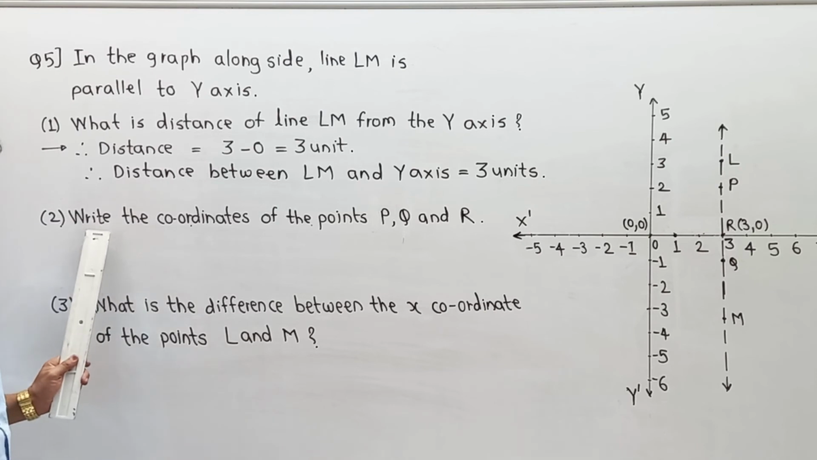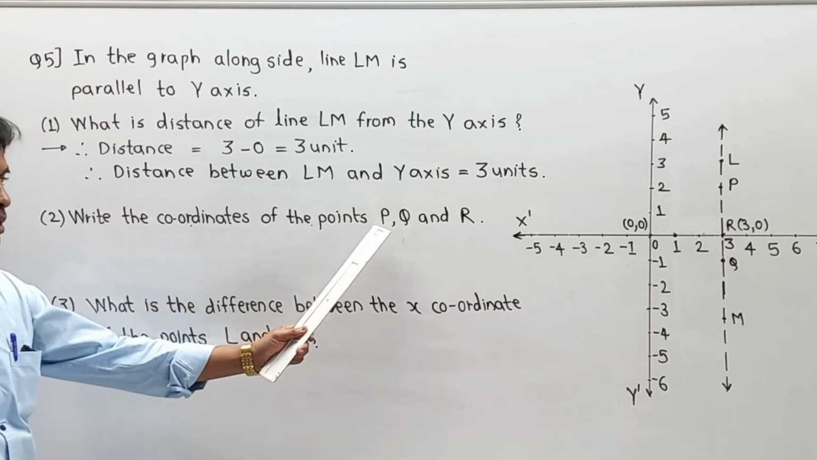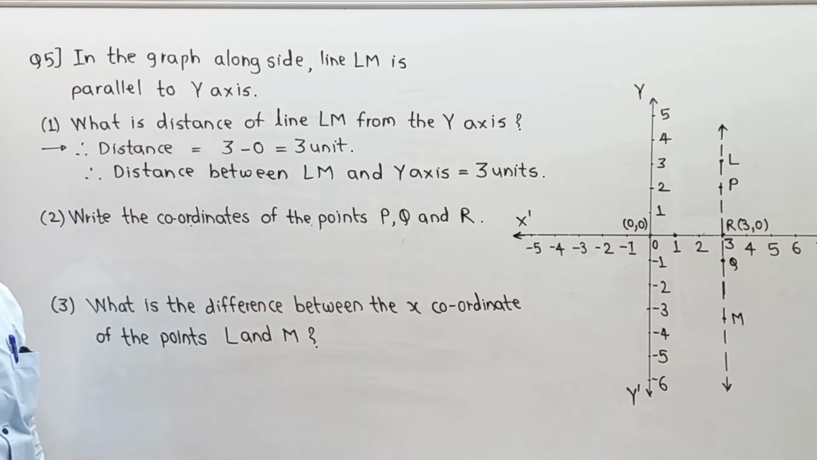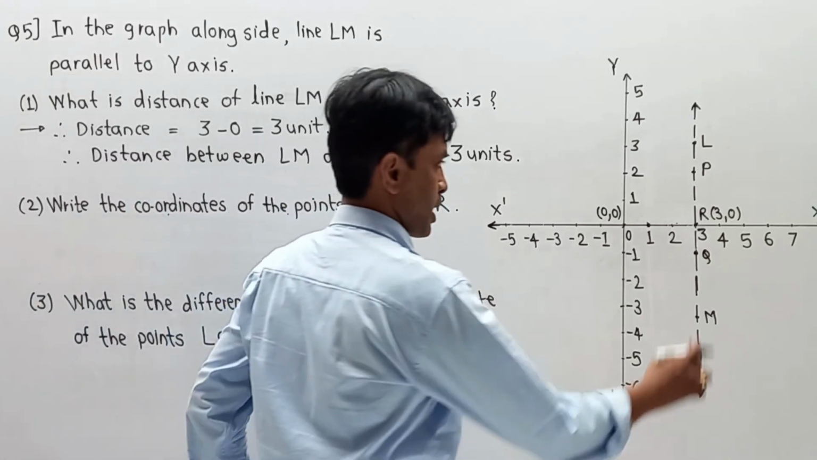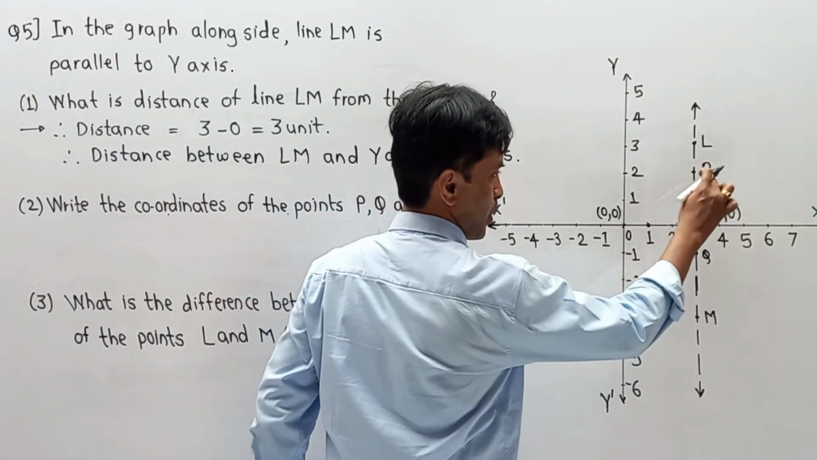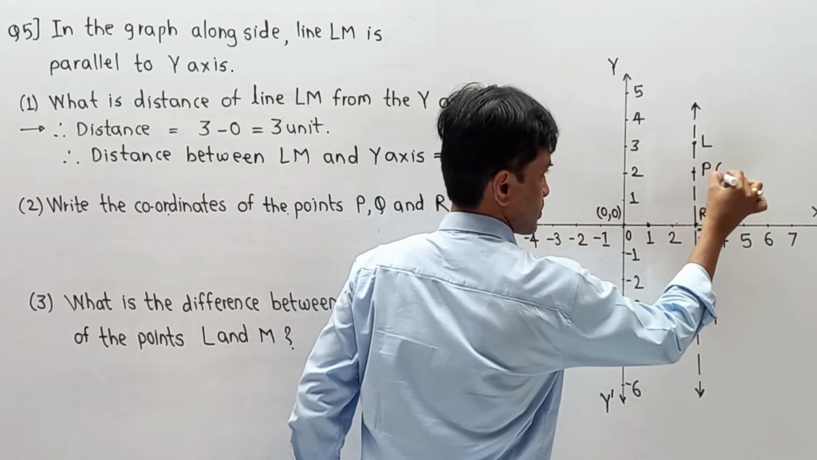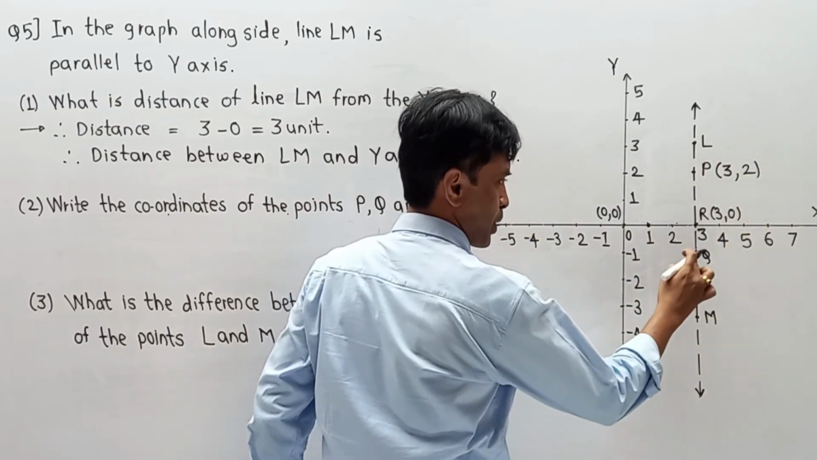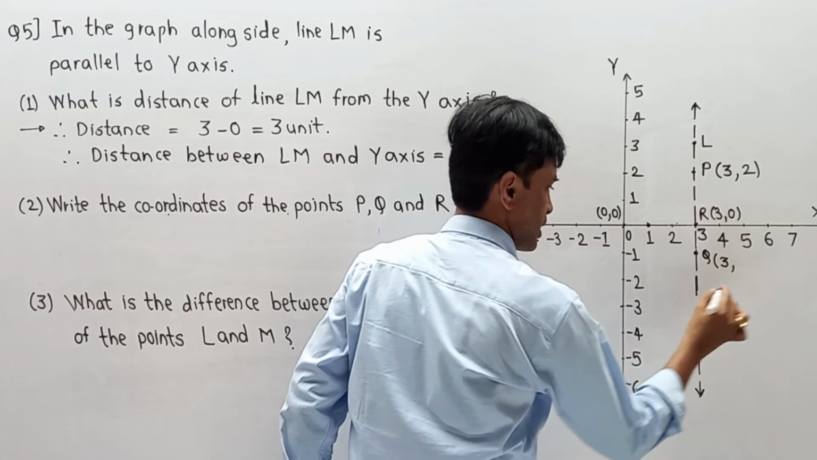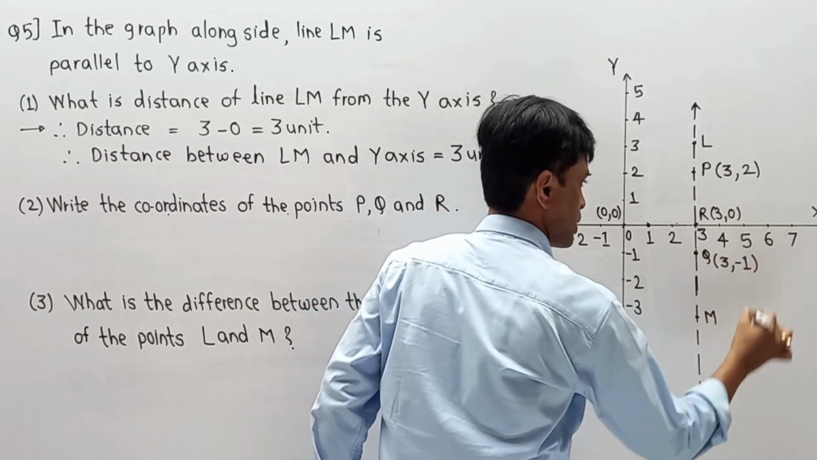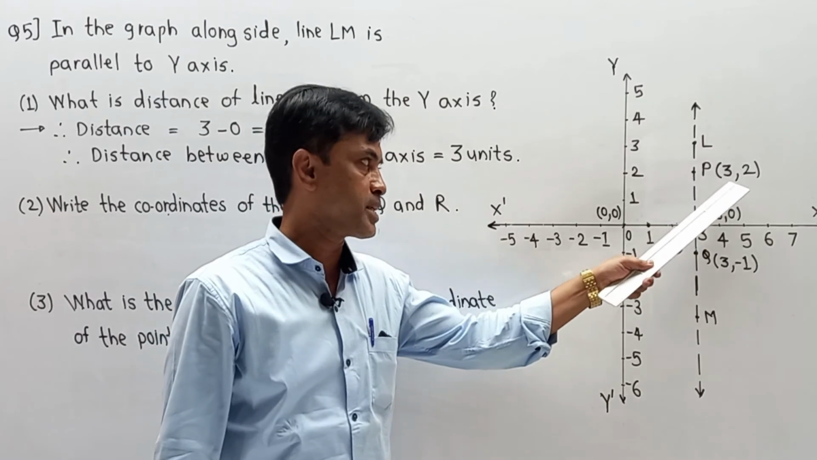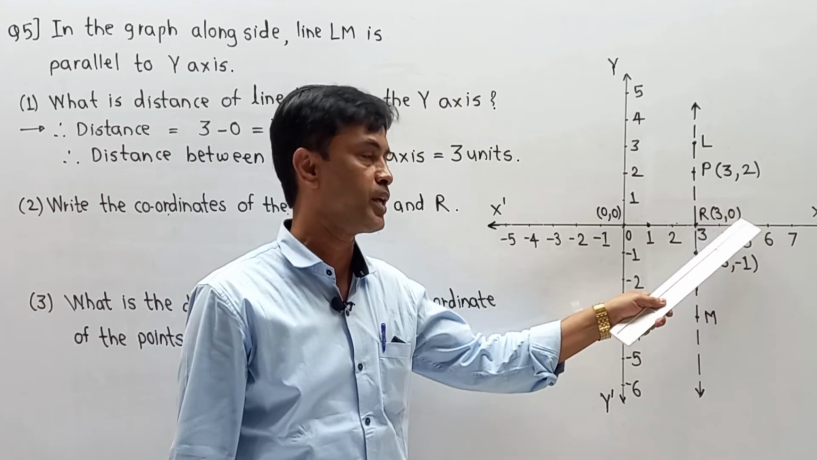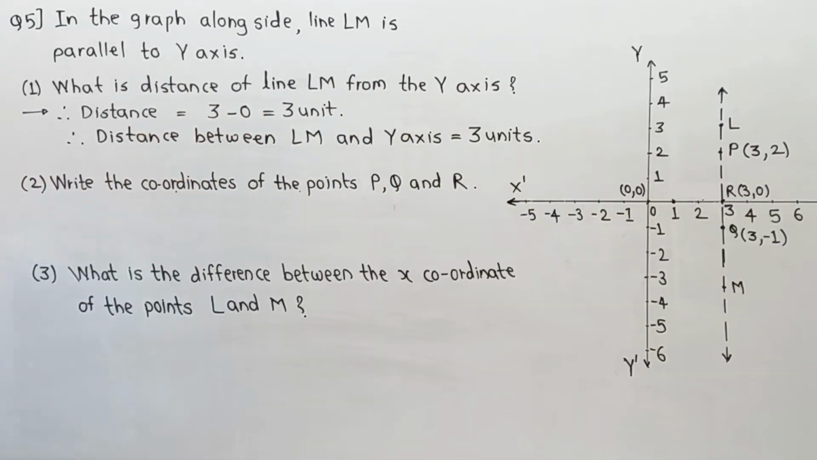Now there is the second question. Write the coordinates of points P, Q and R. Now I am going to highlight those points on the graph so everyone can understand. Now coming to the part, R (3, 0) we have already written. About P, value of x is 3 and value of y is 2. And for point Q, value of x is 3 and value of y is -1. So naturally, point P has a coordinate (3, 2), point Q has a coordinate (3, -1) and point R has a coordinate (3, 0). I am going to write all these 3 points over here.